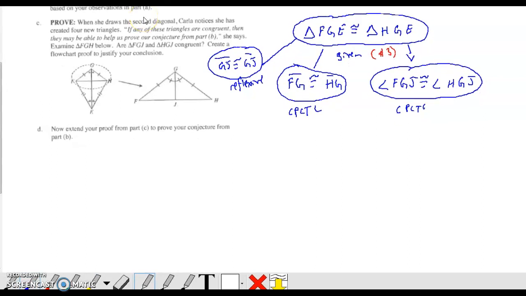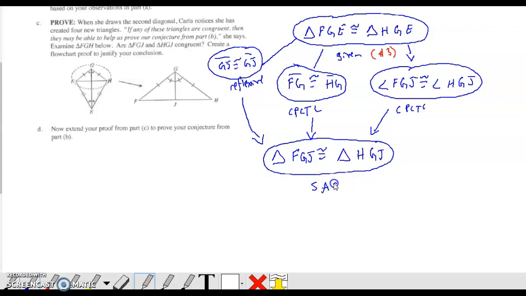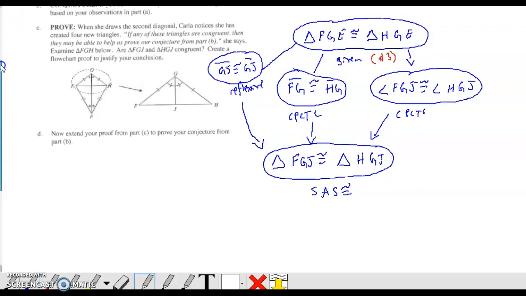So, based on this information, I have now proven that the FGJ and the HGJ are congruent to each other. So I get to say this guy with this guy and this guy. I now get to say that these mini triangles, triangle FGJ is congruent to triangle HGJ. And why do I get to say that? Side, angle, side, congruent.